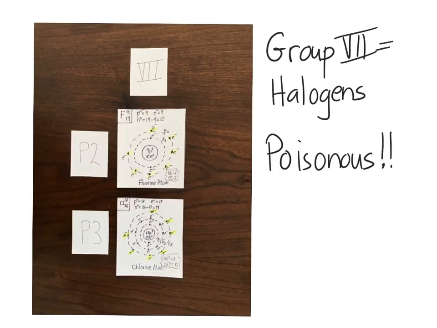Group 7 are well known, and they are referred to as the halogens. Now, they are extremely reactive, but they also happen to be very, very poisonous. So they have 7 valence electrons in their outer energy levels, and that makes them very, very reactive, as you will learn about in grade 10. And they are used in some well-known poisons.